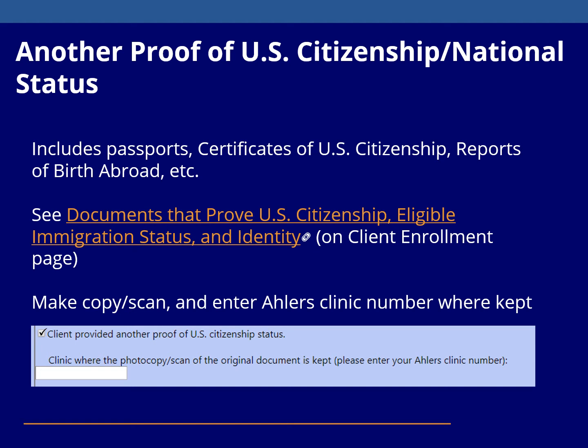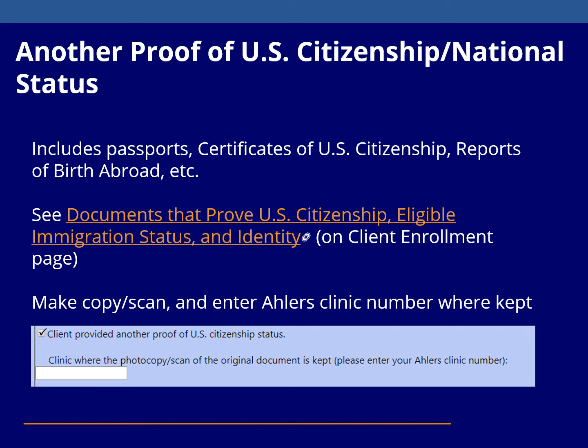Other documents that prove a client's U.S. citizenship or national status include passports, certificates of U.S. citizenship, etc. We have a tool that lists various documents that meet the requirements for proof of citizenship, eligible immigration status, and identity that you can find on our client enrollment webpage.